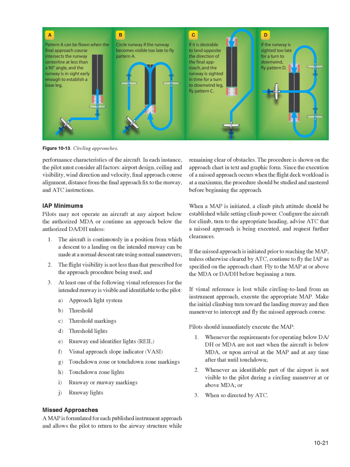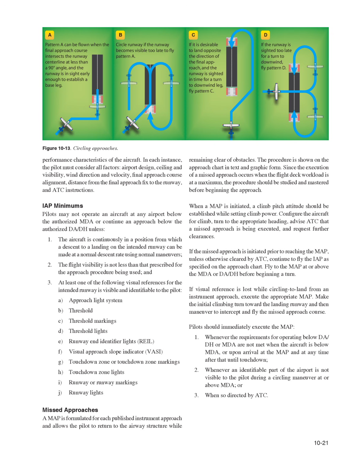IAP minimums: pilots may not operate an aircraft at any airport below the authorized MDA or continue an approach below the authorized DA/DH unless 1. The aircraft is continuously in a position from which a descent to a landing on the intended runway can be made at a normal descent rate using normal maneuvers. 2. The flight visibility is not less than that prescribed for the approach procedure being used, and 3. At least one of the following visual references for the intended runway is visible and identifiable to the pilot: A.